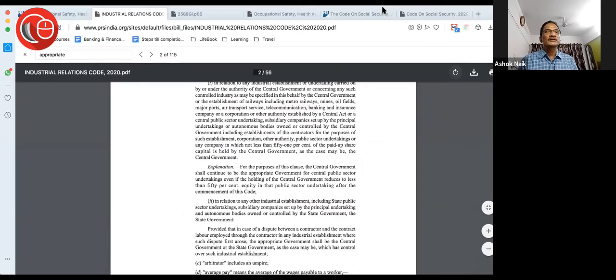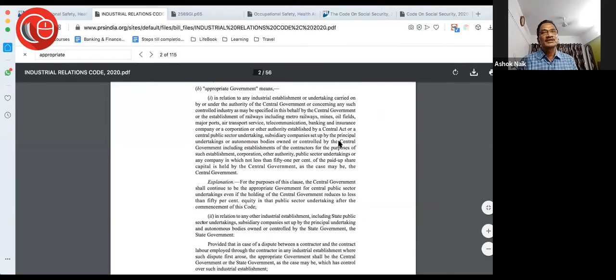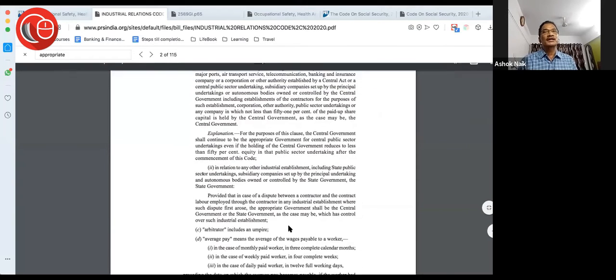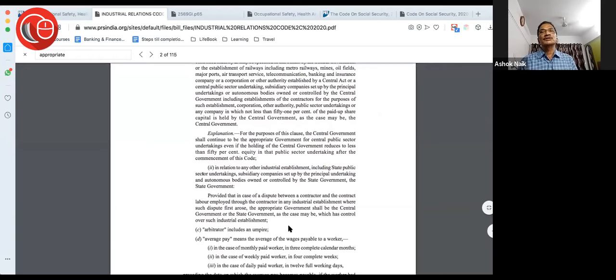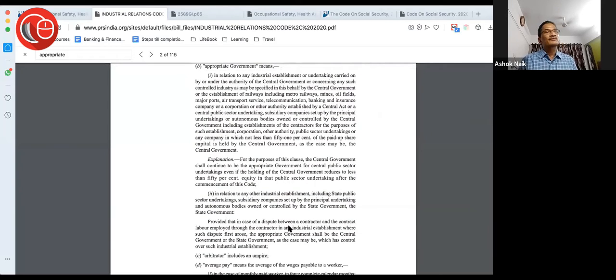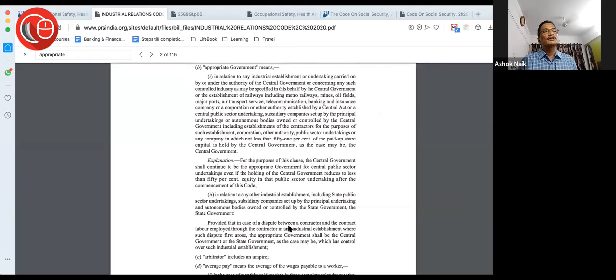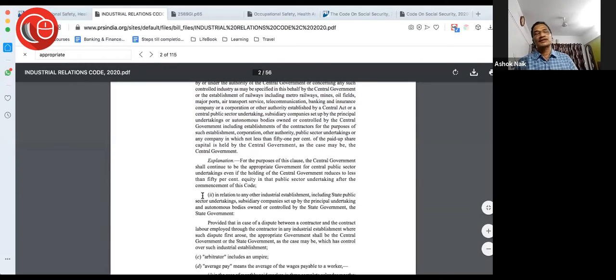Earlier, it was not like that. There were businesses and sectors identified, like banking, insurance, airports, mines. Likewise, the central government was identified as the appropriate government. But here, all central government undertakings and certain erstwhile identified industries would have the central government as the appropriate government. But in most places, the appropriate government would be confined to the public sector, and state-owned undertakings would be confined to the respective states. If it is central, it is the central government; if it is state, the state.